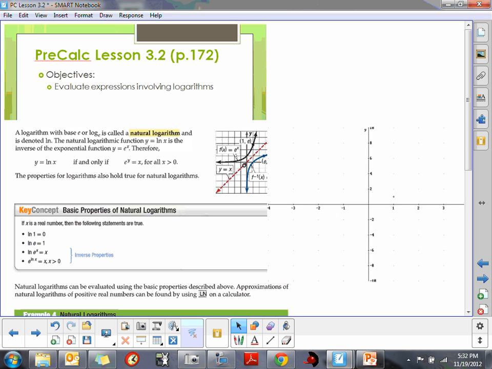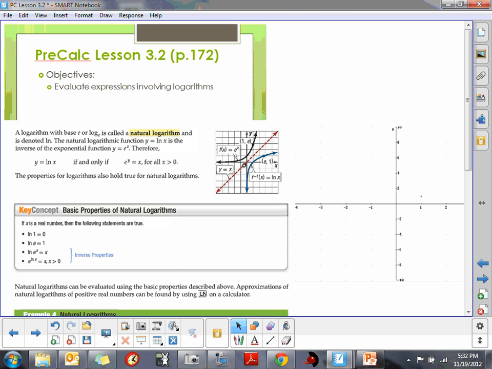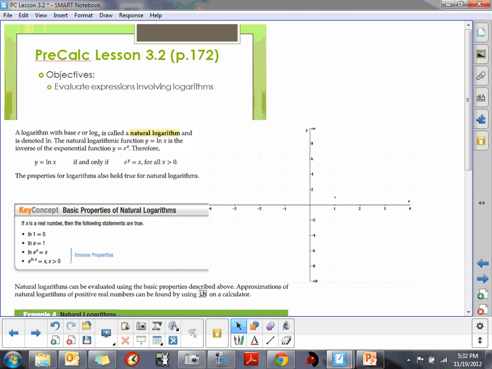The next thing I want to do is look at the graphs. So you have two graphs. One's for e to the x, the other one is the natural log of x. They are inverses of each other, and because they're inverses of each other, we should be able to graph them with quite a bit of ease. It shouldn't be too difficult for us.